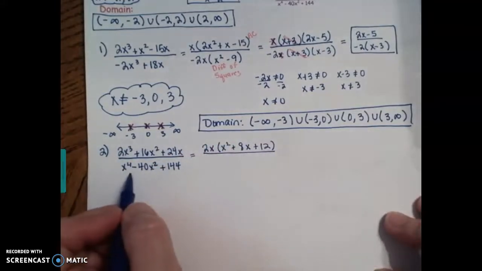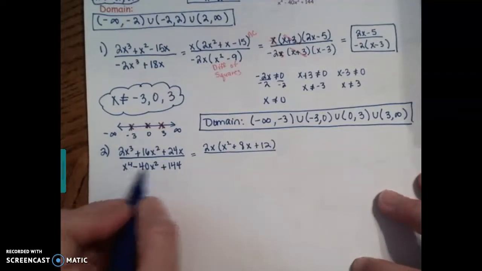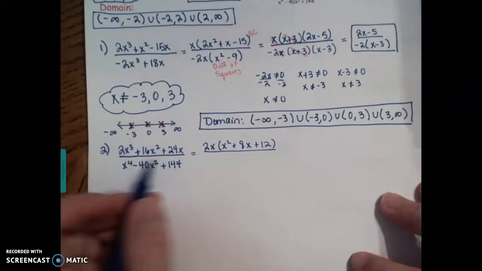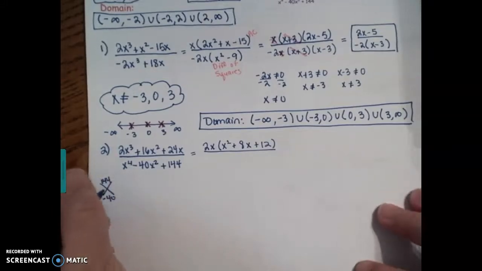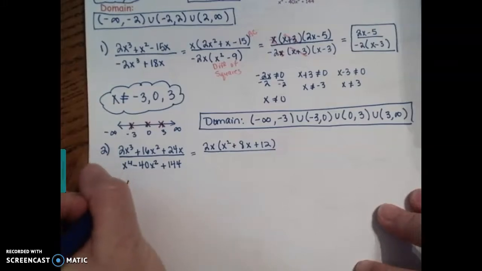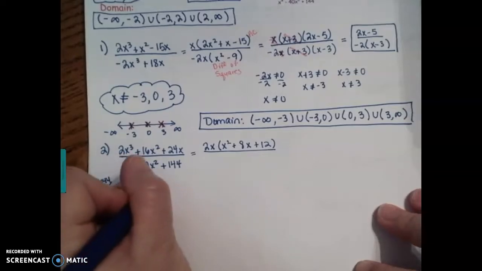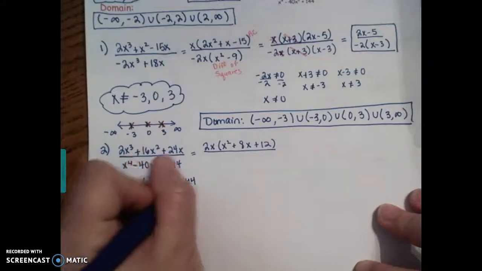Okay, and the denominator, so we can do AC with this. I know this is not the standard form that you're used to, but if you have x to the fourth, x squared, and 144, I can go ahead and do AC here. So I need factors of 144 that are going to give me negative 40, and that's going to be negative 4, negative 36. So we're going to have x to the fourth minus 4x squared minus 36x squared plus 144. I'm going to group those up.